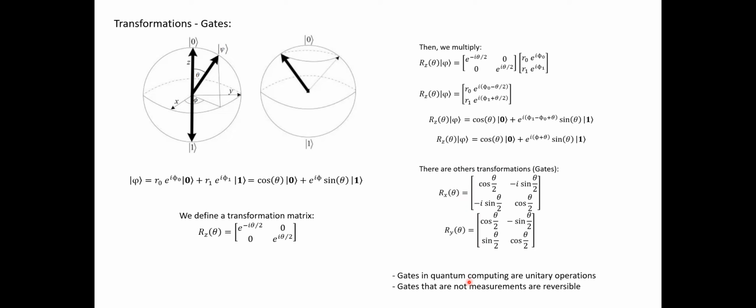Just to point out, the transformations in quantum computing are unitary operations. So it means that the modulus of that matrix is 1. And all the gates that are not measurements are reversible. So it means given an output, I can still reconstruct the input. So I don't know if anyone has a question so far.